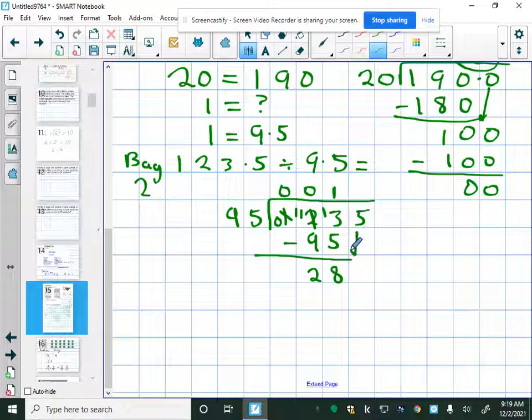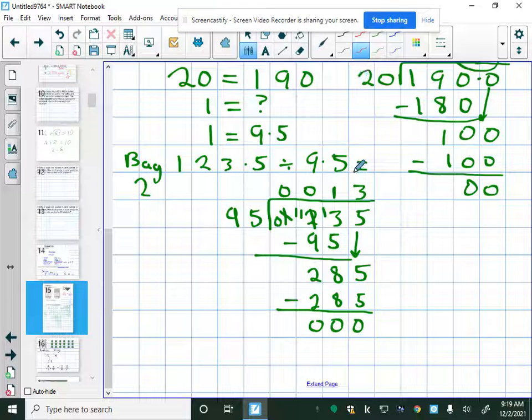95 does not divide into 28, so I'm going to obviously bring down my 5. 95 divides into 285 exactly 3 times. We do our subtraction to prove we have no remainder. And we see our answer up above then shows us now that bag 2 would indeed have 13 coins. So I would write that as a full sentence.